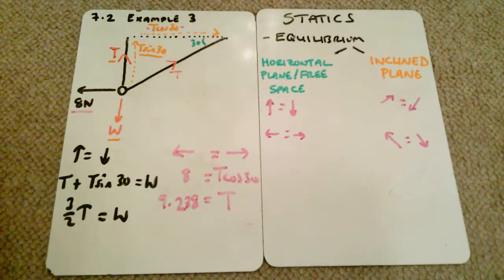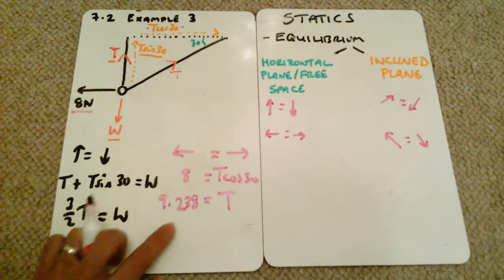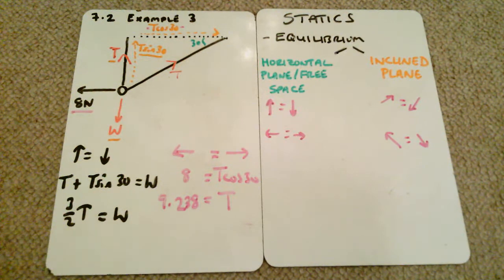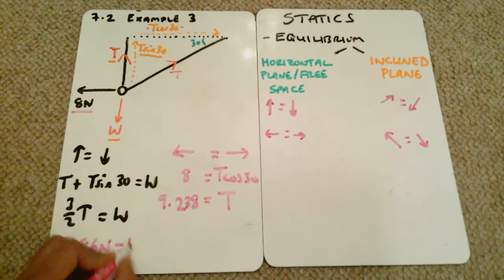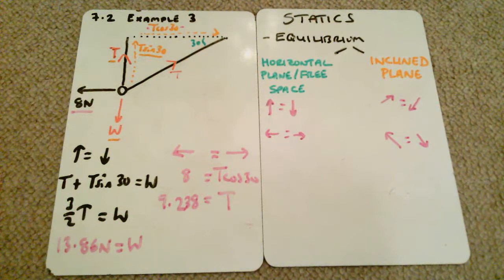And then once we've got our value of T, we can then identify the value of W by multiplying this value by 3 over 2. So we times that by 3 divided by 2, we get a value of 13.86 newtons is equal to W.